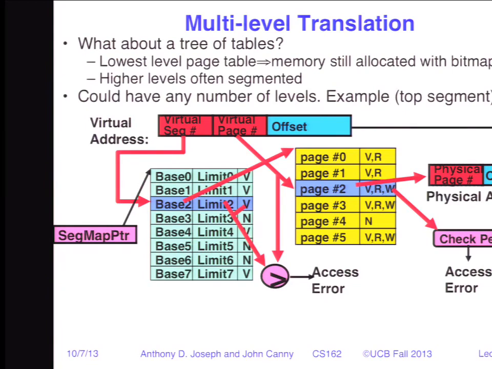The question is the size of the bitmap. It's going to be proportional to the number of physical pages that you have, and so that's a reasonable size. The largest you might have in a modern machine is a terabyte of RAM organized in, say, 16K pages. So you'd need 1 bit for each one of those pages.